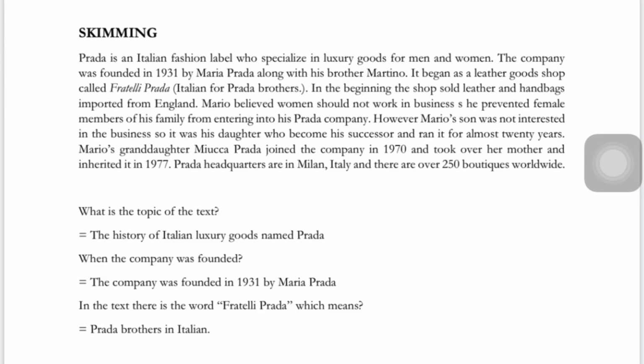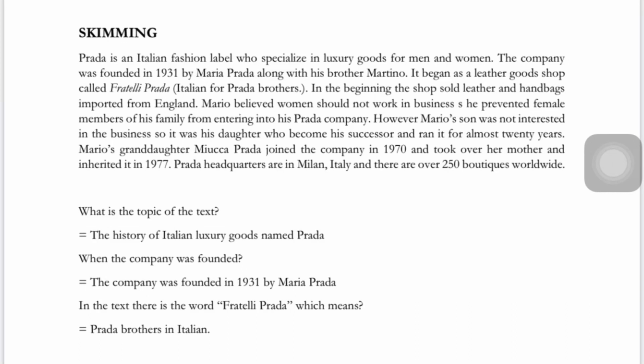Prada is an Italian fashion label that specializes in luxury goods for men and women. The company was founded in 1931 by Mario Prada along with his brother Martino. It began as a little goods shop called Fratelli Prada, or Italian for Prada Brothers. In the beginning, the shop sold leather and handbags imported from England. Mario believed that women should not work in business. He prevented female members of his family from entering the Prada company. However, Mario's son was not interested in the business, so it was his daughter who became the successor and ran it for almost 20 years.